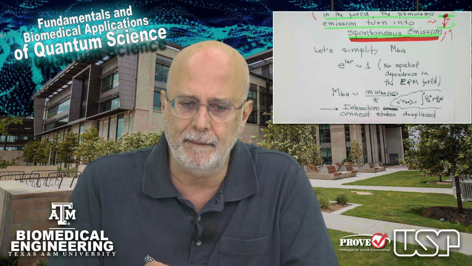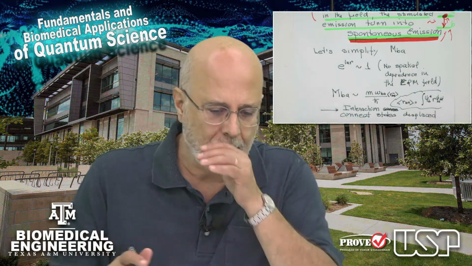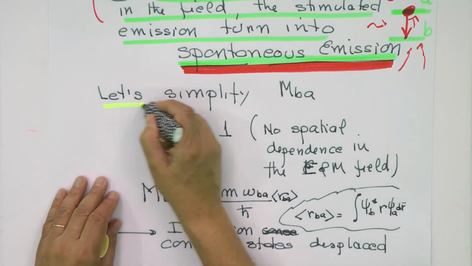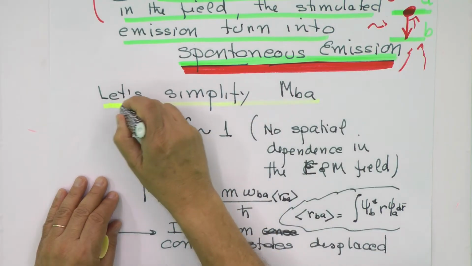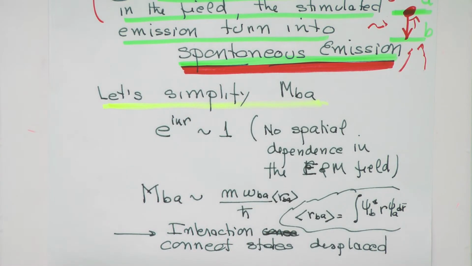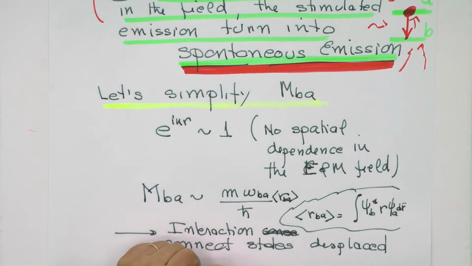Now, this is generically what happens. But now we have to simplify the matrix element MBA, as I told you. Because if MBA does not exist, we do not have the atom being excited. And the question is, what happens here? How are we going to simplify?